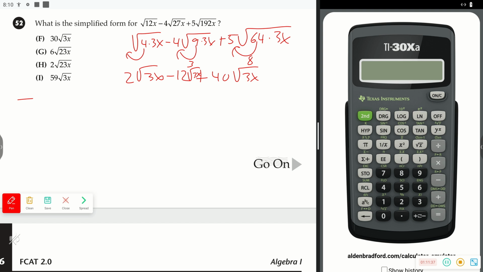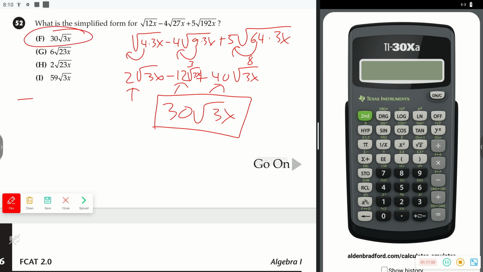So now all I have to do is add and subtract the numbers in front and leave the square root of 3x. So 2 minus 12 is going to be minus 10 plus 40. This is going to be 30. So 30 times the square root of 3x. The answer is F.